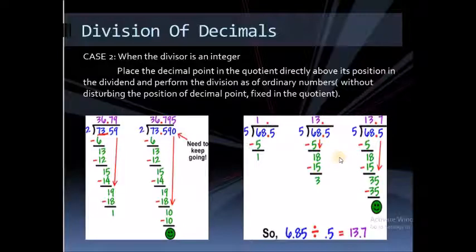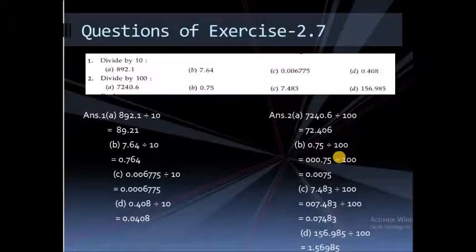Let's see a few questions of exercise 2.7. So both of these cases will be very much clear to you. Let's start with question number 1. In question number 1, you have to divide these decimal numbers by 10. Okay. So whenever you have to divide by 10, 100, 1,000, what will we do? We will just shift our decimal point to the left because we are dividing. How many times in this case do we have to shift our decimal point? Only one time, because each part is divided by 10, and in 10 you only have 1 zero.